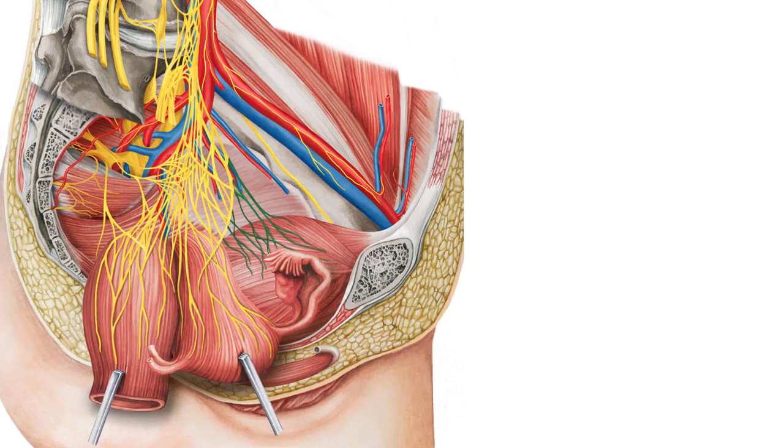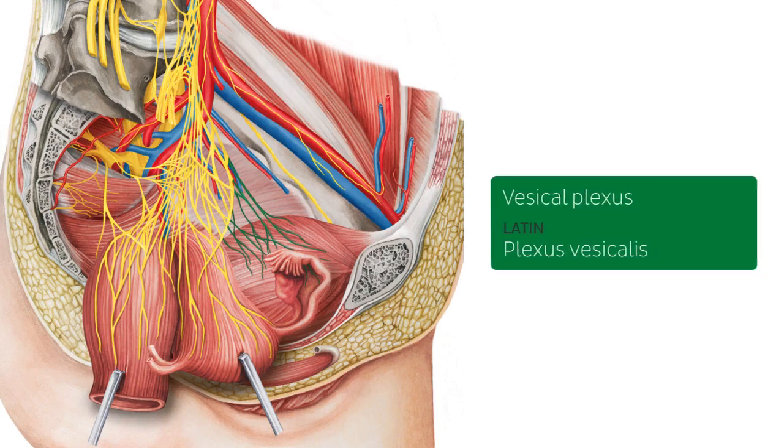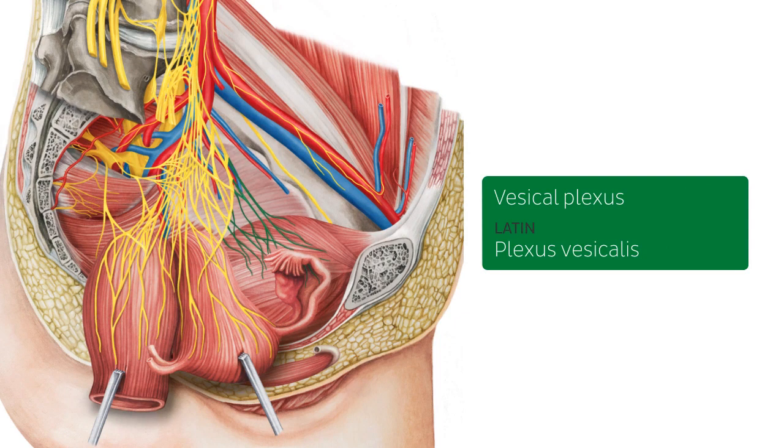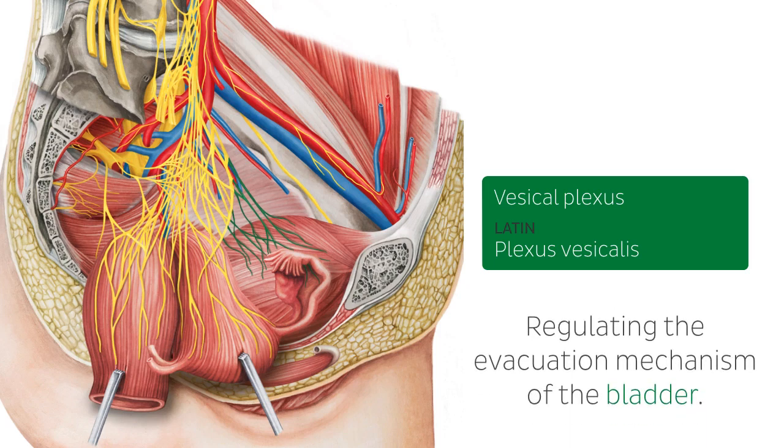Next, a bit further ventrally, we're going to be seeing the vesical plexus. As you can see, the inferior hypogastric plexus gives off several autonomic branches for the autonomic control of the pelvic viscera. The vesical plexus is another plexus from the inferior hypogastric plexus. The nerves from the vesical plexus accompany the vesical arteries and arrive at the urinary bladder, as you can see here on this image. The nerves from this plexus are comprised of both sympathetic and parasympathetic fibers located on both sides of the urinary bladder, regulating the evacuation mechanism of this organ.